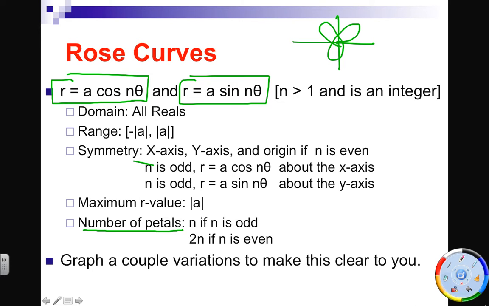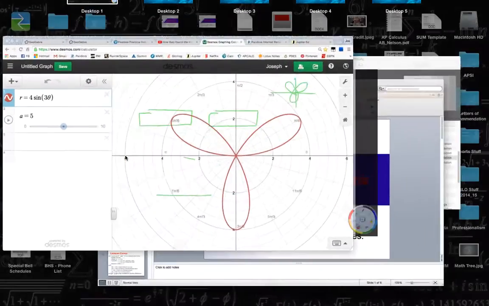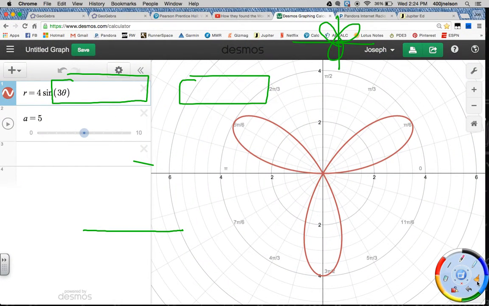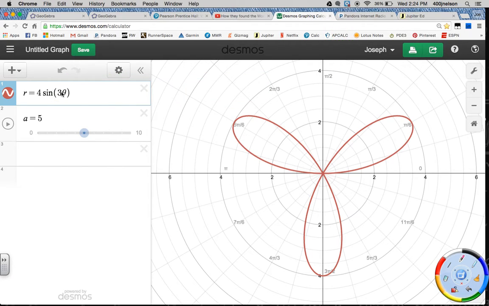And what we're going to do is graph a few of these. If you have your own graphing calculator, do this. This is kind of fun. If you want to do a little bit of Desmos, I'm going to show you how to do this. And I need to delete those things. Here is what I want to think about.